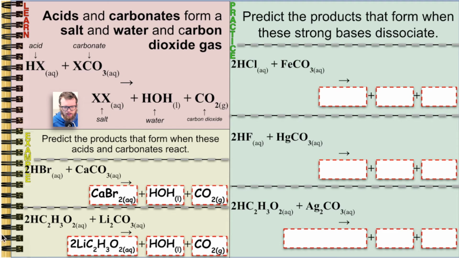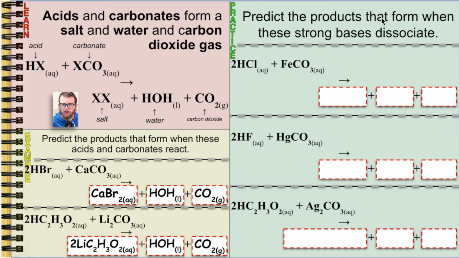And we can do the same thing over here where we have 2 HC2H3O2 plus Li2CO3. We know we're going to get CO2. We know we're going to get HOH as water. And what's going to be left? Well, we'll have 2 of these lithiums, so Li2, and then we're going to have 2 of these C2H3O2s, so 2 LiC2H3O2 aqueous.